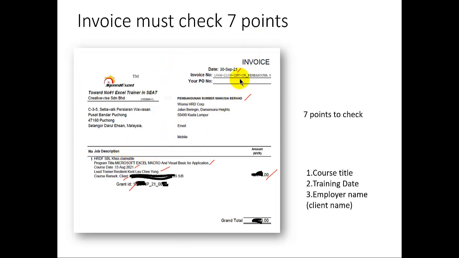For the invoice, you must check seven points, otherwise you need to do it again and again. These are the date, the PSMB, the course name, the date, who is the trainer, the client's name, the grant ID, and the amount.